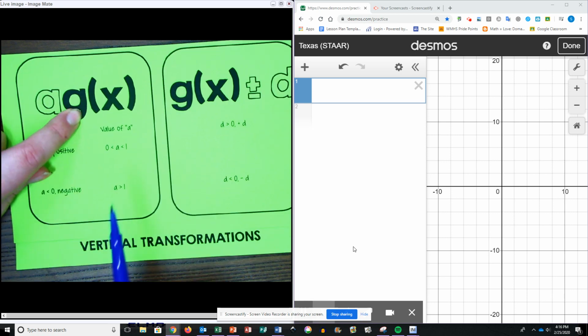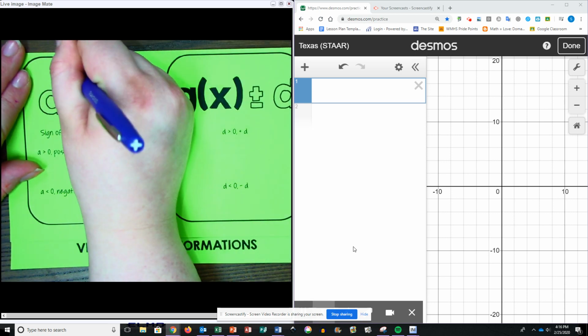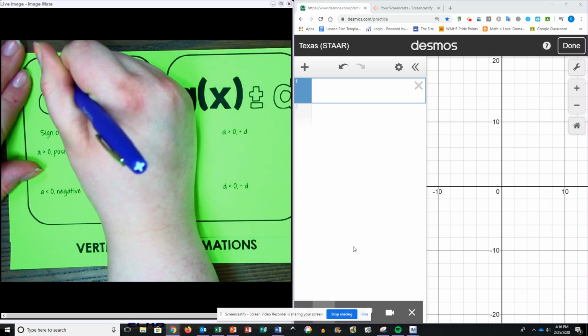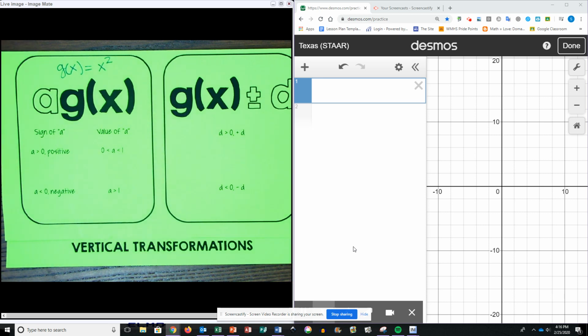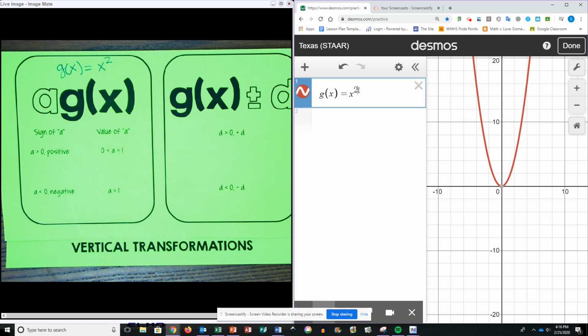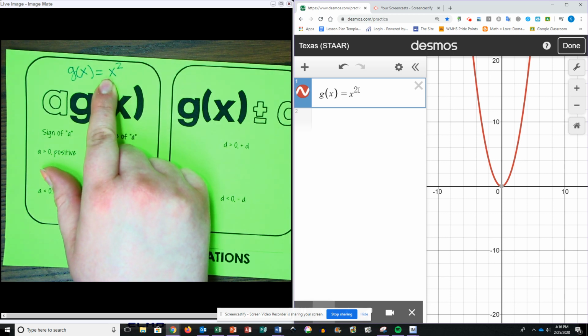So g of x, this g parentheses x, stands for our parent function of quadratics, which is g of x equals x squared. And just to remind you, if I were to type that into Desmos over here, we're still looking at that same parabola shape. This is what we call our parent function. It's our original.